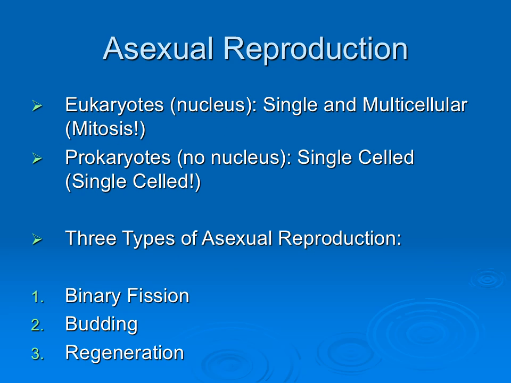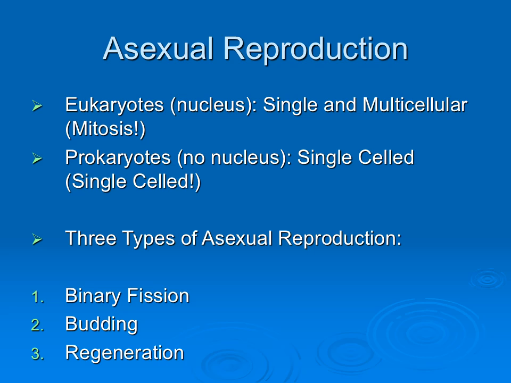So eukaryotes, remember, have a nucleus. Eukaryotes can be single or multicellular organisms and reproduce through, or divide through, mitosis. Prokaryotes do not have a nucleus, and some examples of prokaryotes are single-celled. So notice that we have single-celled organisms that do have a nucleus and single-celled organisms that don't have a nucleus.